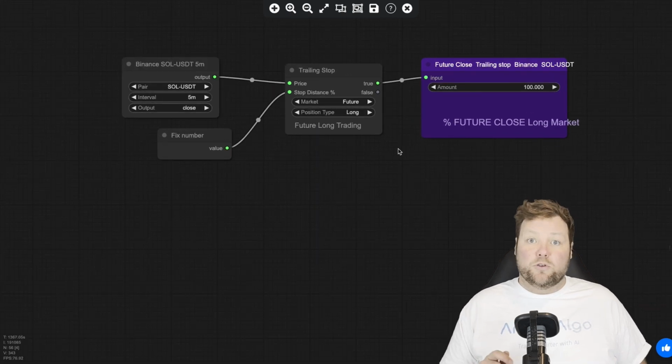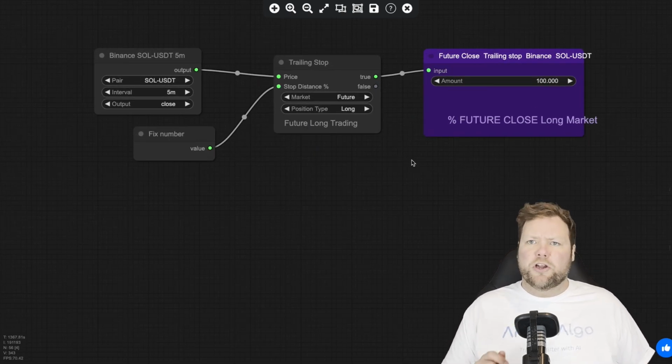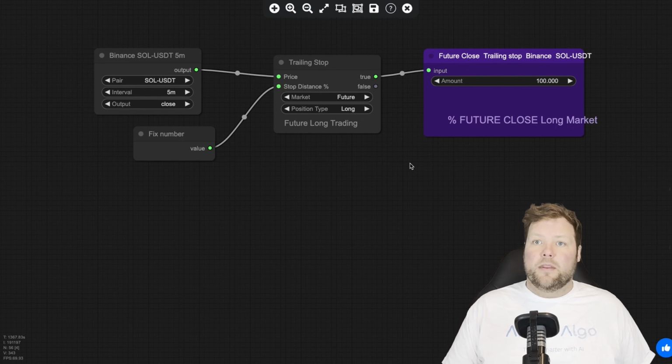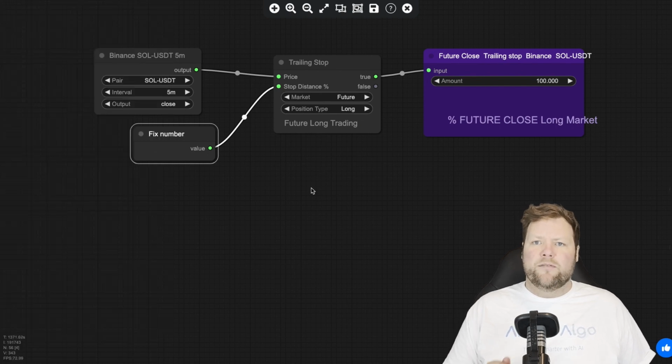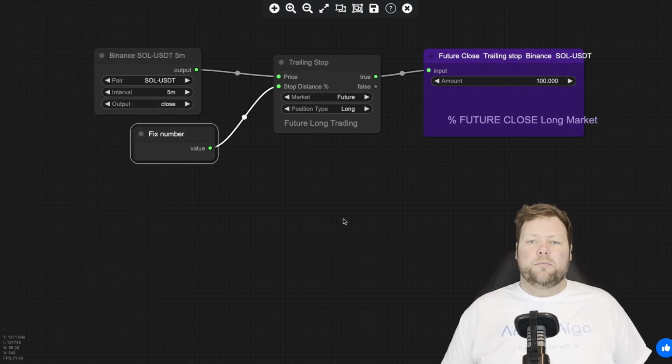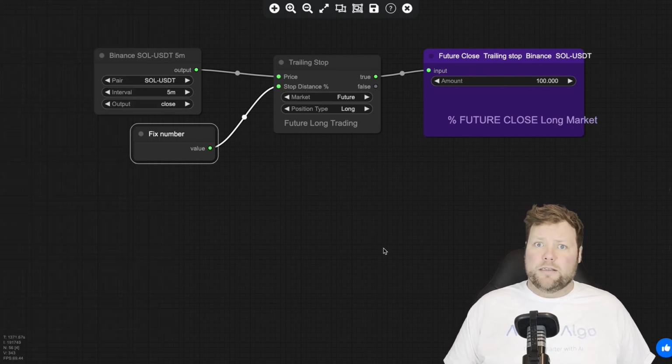Now let's talk about some trailing stops. First I'm going to show you the most basic version, a trailing stop with a fixed distance. Here I'm monitoring the 5-minute price and simply selling if the price drops more than 1%. Simple, effective, easy to understand, but not really flexible for volatile markets.